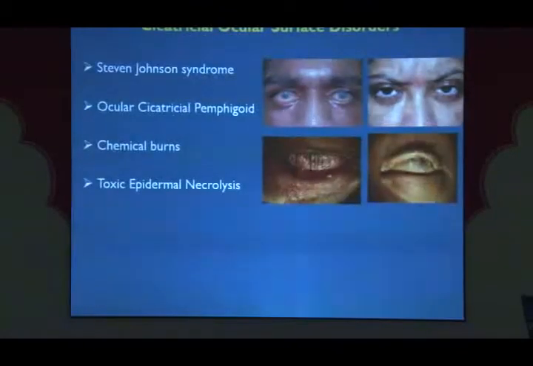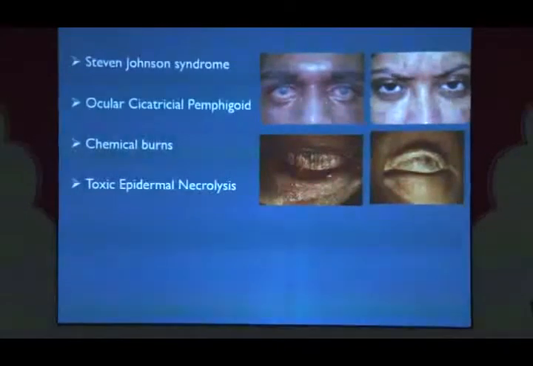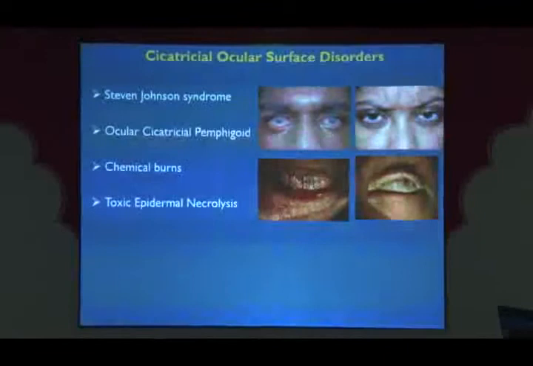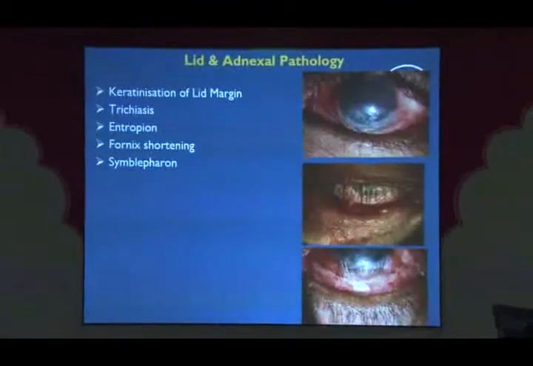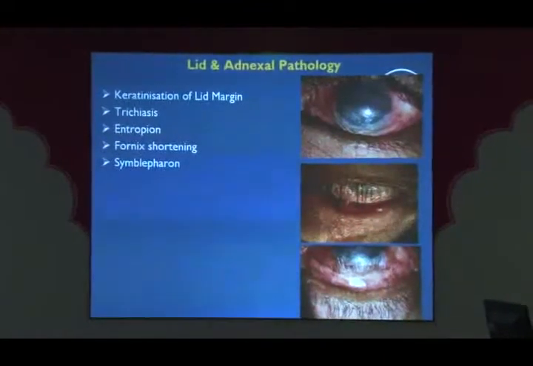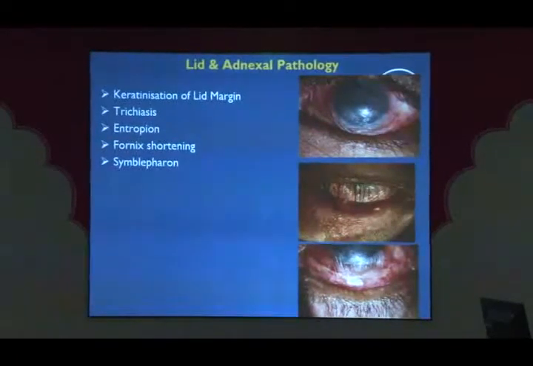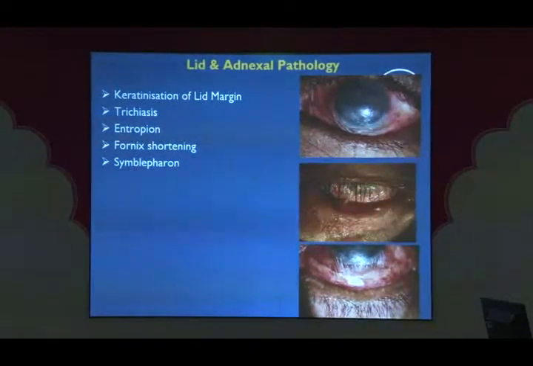Now, basically, Stevens-Johnson syndrome, ocular cicatricial pemphigoid, chemical burns, and toxic epidermal necrolysis are the common cicatricial ocular surface disorders that cause a variety of lid pathologies like keratinization of the lid margin, trichiasis, progressive entropion, posterior lamellar foreshortening, and symblepharon.